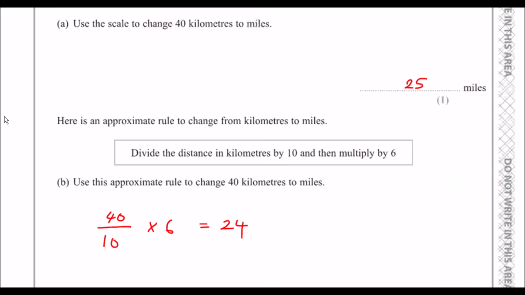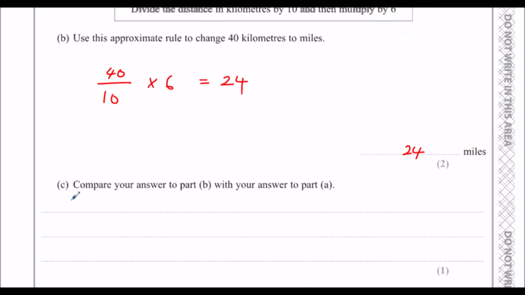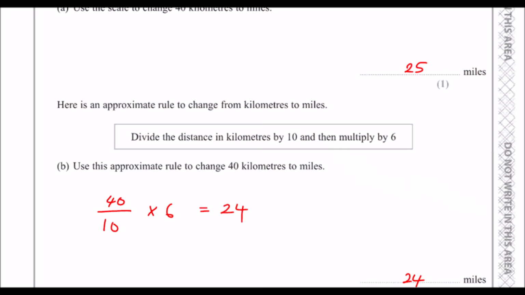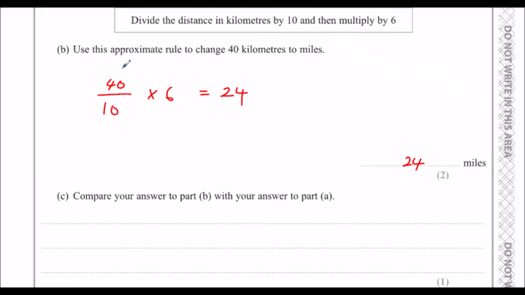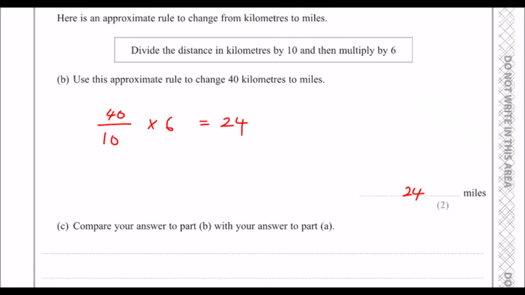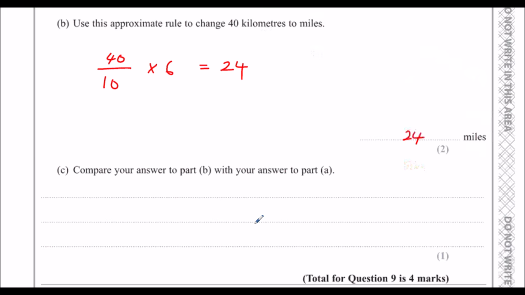Compare your answer in part B to your answer in part A. So we've got 24 in B and 25 in A. 24 and 25, they're quite close. So the approximate rule seems to be quite accurate. It's only 1 mark, so 24 is close to 25. And I will write that. I'll say the approximation is quite accurate.